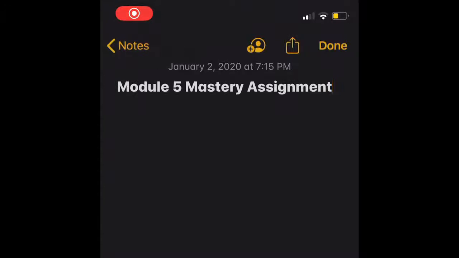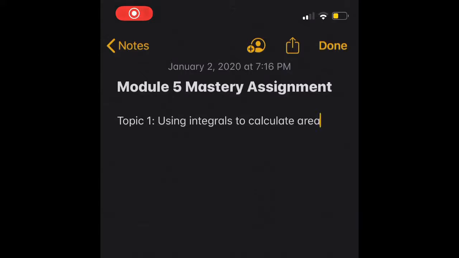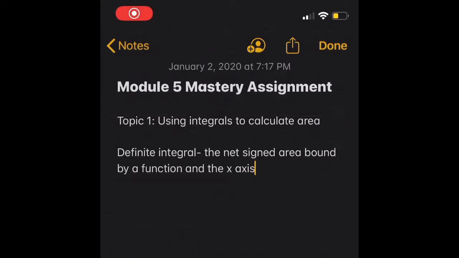This is my Module 5 Mastery assignment. Topic 1 is using integrals to calculate area. A definite integral is the net signed area bound by a function and the x-axis.